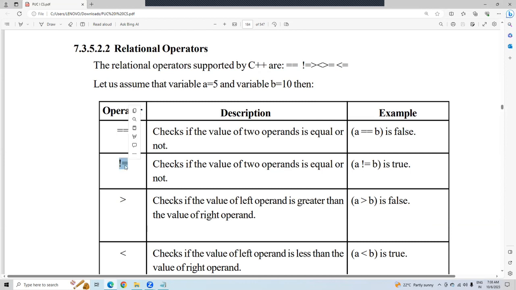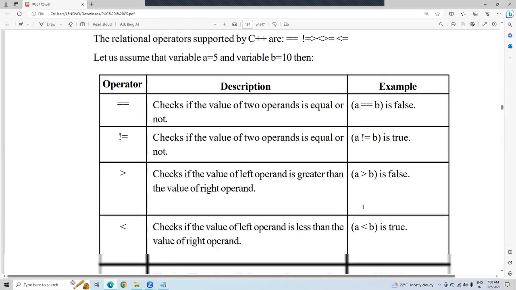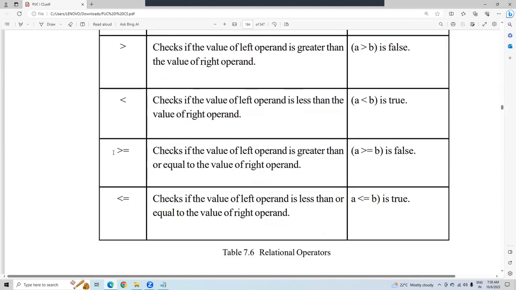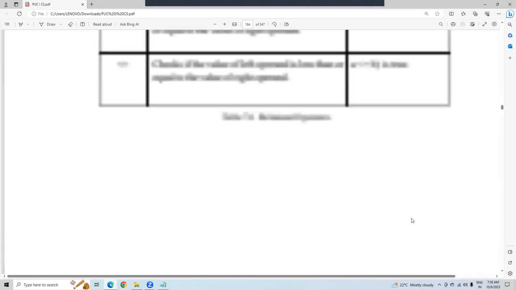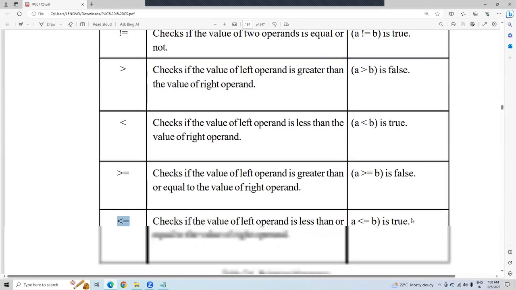Once again, in mathematics, the not equal to symbol is different. All of you know very well. But in programming C++, we have this operator: is not equal to. A is not equal to B. True. Yes, A is not equal to B. And this is greater than, same as mathematics. Lesser than is the same. Greater than or equal to is different from mathematics. And lesser than or equal to is also different from mathematics. Kindly note. So they'll return either true or false. These are relational operators.